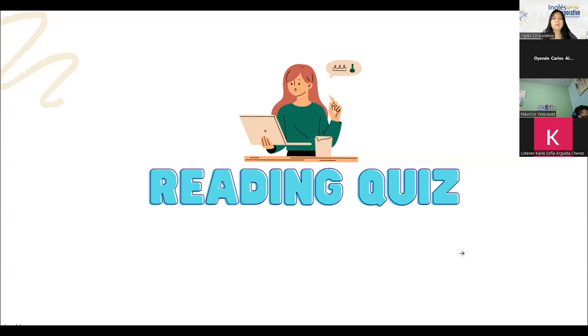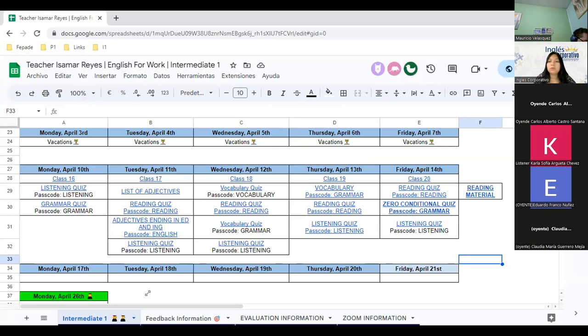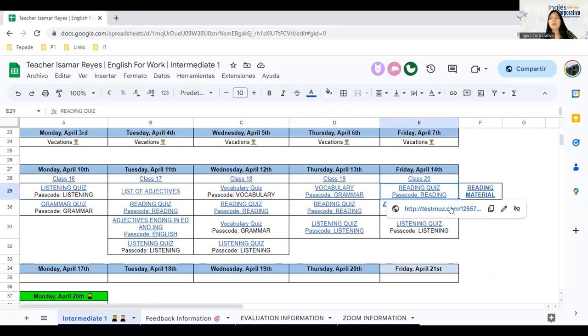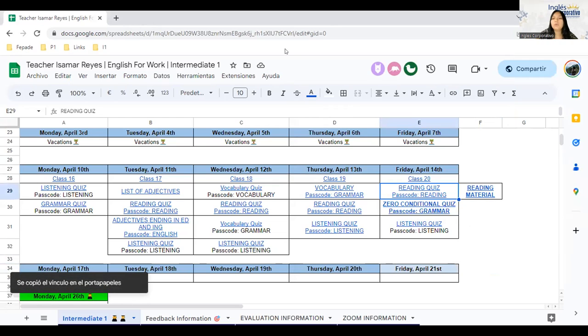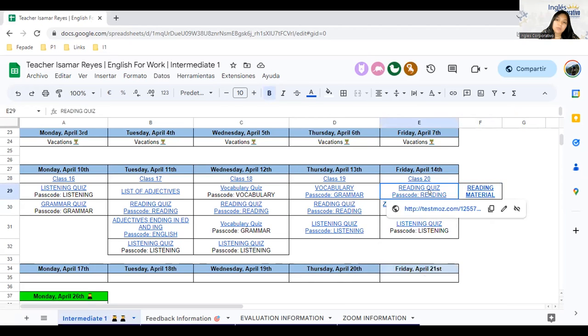Let me just share. Let's wait for the other ones because we're still missing some. Okay, guys. So we are going to take the reading quiz. Please open the link. If you don't have the spreadsheet, let me send it to you. And the passcode is reading. For the reading quiz, you will need the reading material. You have it right there next to the quiz.